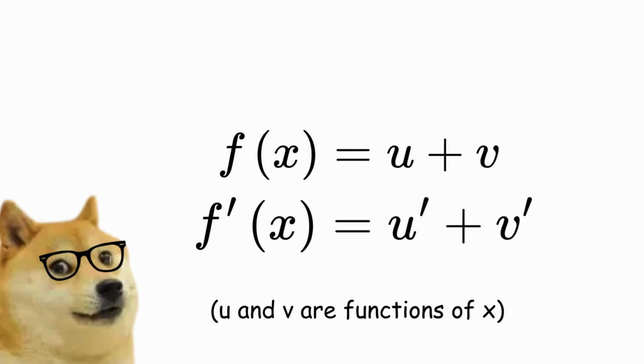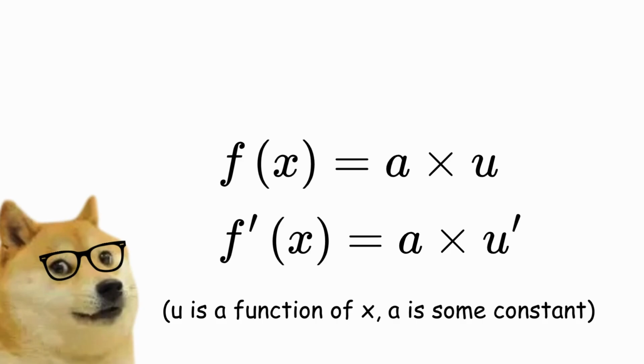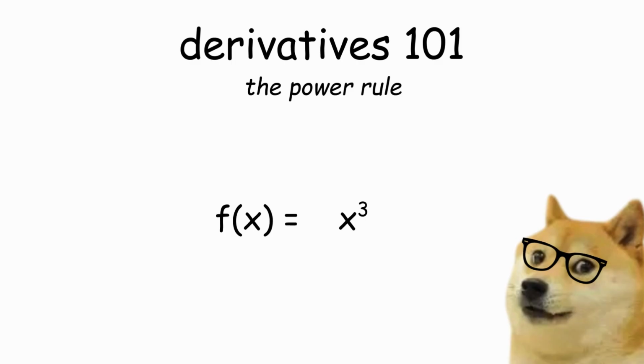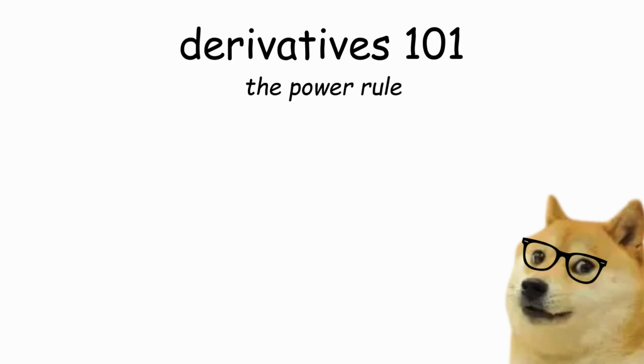There's also a rule called the constant multiple rule, where if you see a function of x multiplied by a constant, you can just pull the constant out, take the derivative of the function, and then multiply the derivative back by the constant. The first and most basic of the rules is the power rule. Whenever you see x raised to a power, you multiply by that power and then subtract 1 from the power. Simple as that.